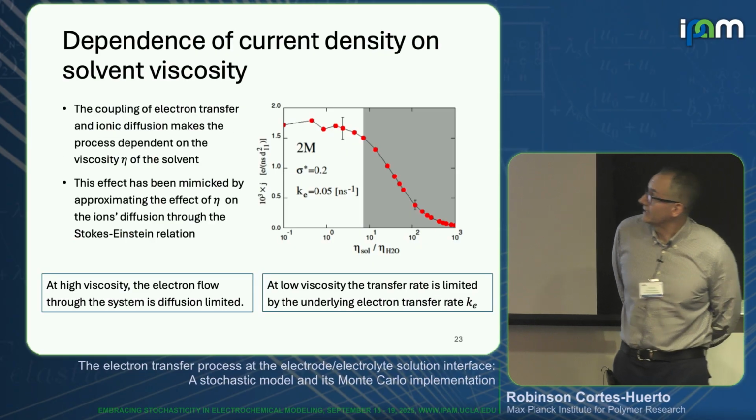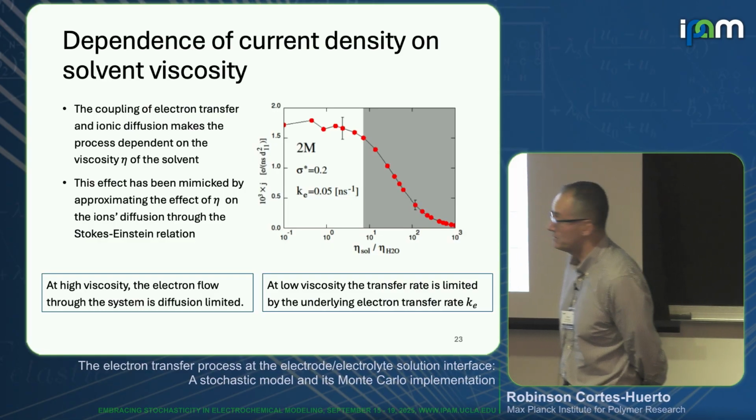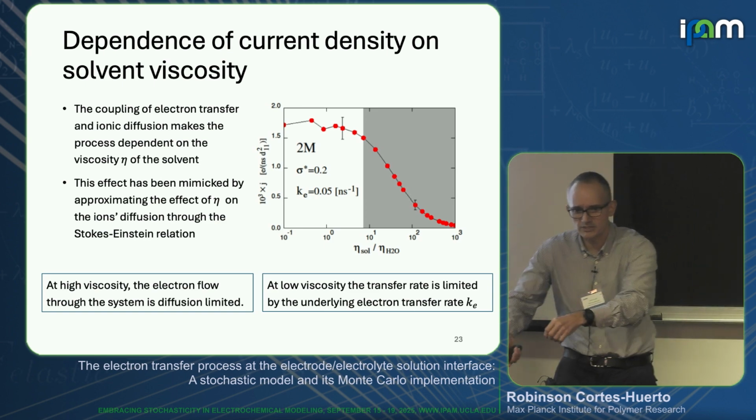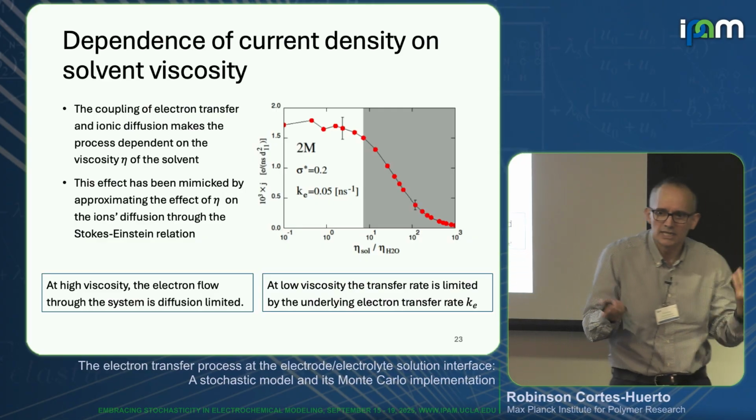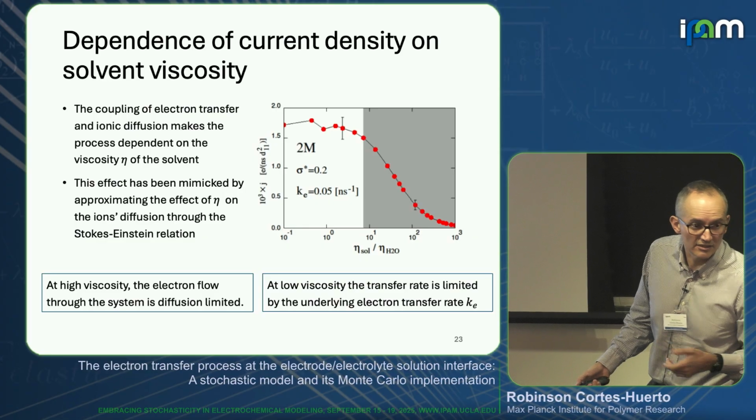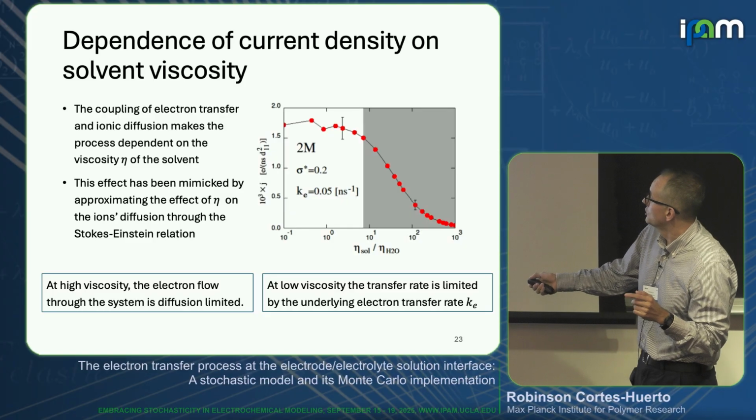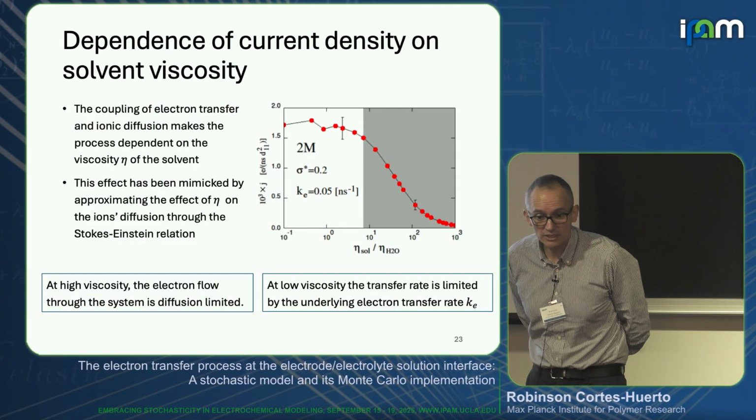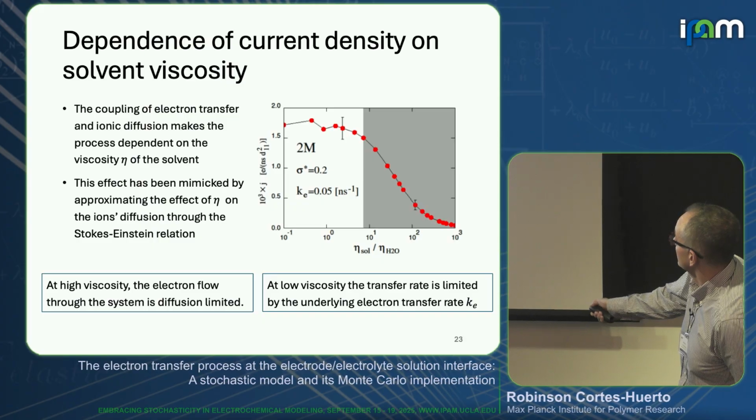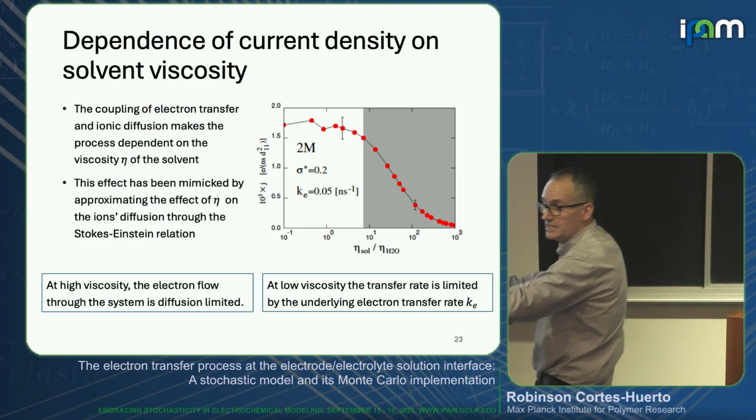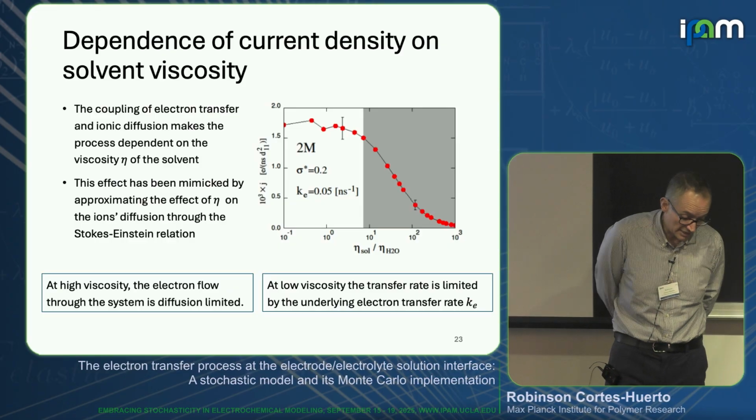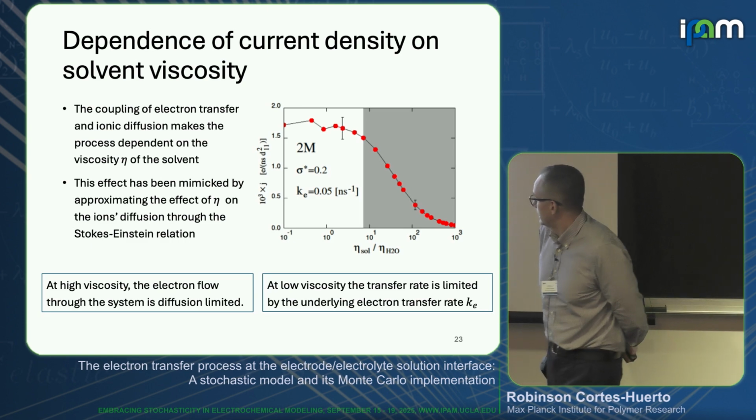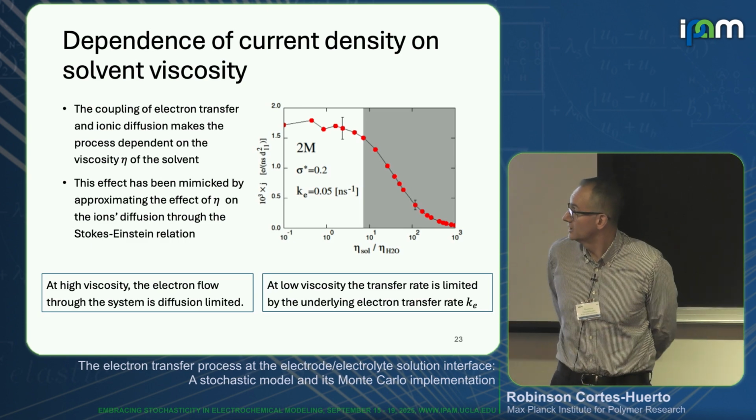We can also investigate the dependence of the current density on viscosity. This is because current density depends on diffusion, and diffusion is related to viscosity via, naively, the Stokes-Einstein relation. So we can tune the model to reproduce different viscosities. We are exploring here 4 orders of magnitude of viscosity in the system. We see that at high viscosity, the electron flow through the system is limited by diffusion. Instead, at low viscosity, the transfer rate is what dominates the overall electron transfer through the sample.